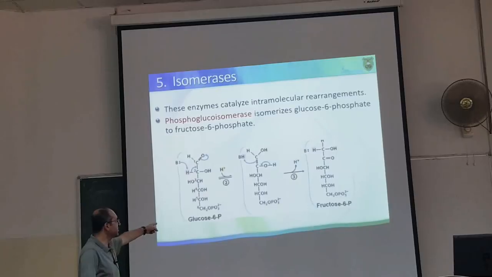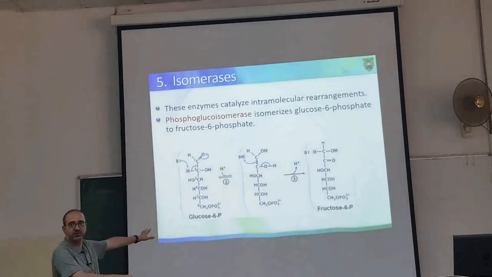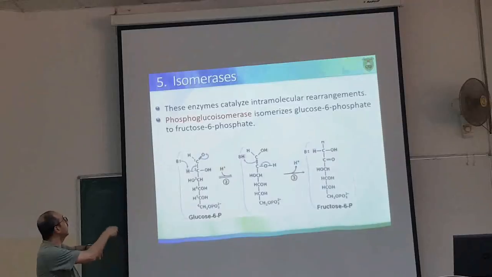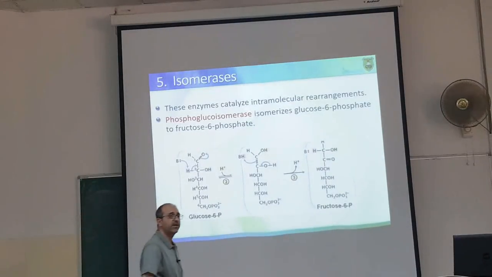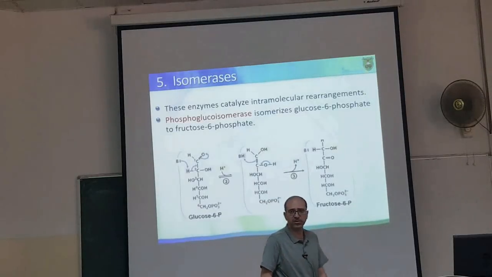Example, glucose 6 phosphate converts to fructose 6 phosphate, and vice versa. The enzyme is phosphoglucoisomerase. This is the name. And it hardly uses energy. It doesn't need energy. ما بده شيء.